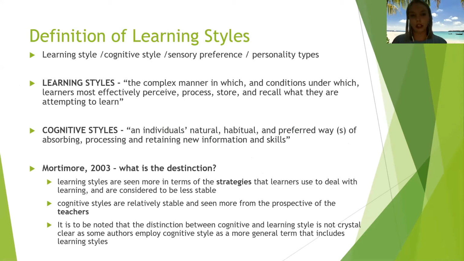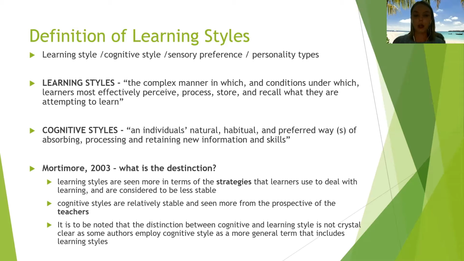So firstly, I would like to present you the definition of learning styles. When we are talking about learning styles, we usually come across terms like learning style, cognitive style, sensory perception, personality types. Those are all the words that are used when describing learning styles. But for this presentation today, I would like to present what learning styles mean and also what cognitive styles mean. So the learning styles are complex manners in which learners most efficiently perceive, process, store, and recall what they are attempting to learn. And then cognitive styles are more natural, habitual, and preferred ways of absorbing, processing, and retaining new information and skills. So what's the difference?